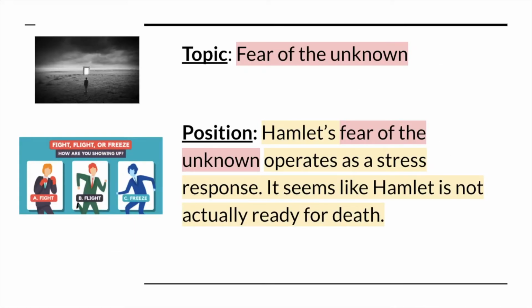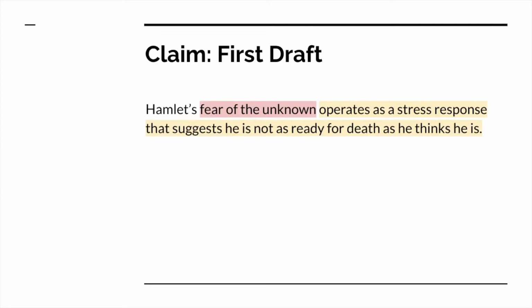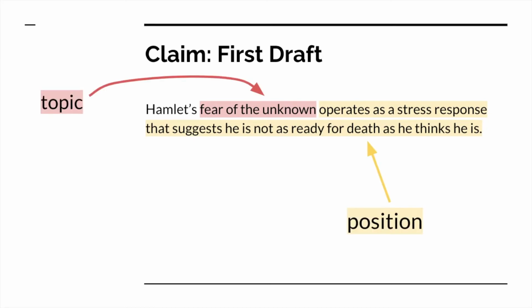So if I combine my topic and my position together as a single sentence, I have this. Hamlet's fear of the unknown operates as a stress response that suggests he is not as ready for death as he thinks he is. This claim is proficient as is because it states my topic and my unique position on that topic. However, I'd like to add one thing to it.